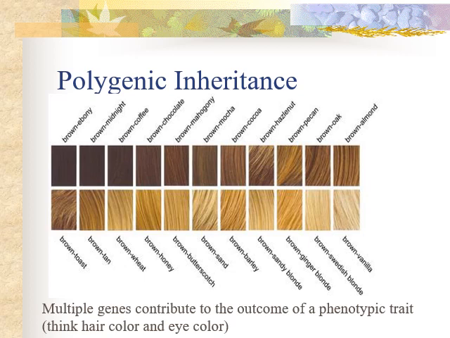Another concept I want to cover is polygenic inheritance, or polygenetic inheritance. Polygenic inheritance is almost the exact opposite of pleiotropy. It's many genes having one effect. Typically, these are going to be genes that have what's called a gradation. They have a wide variety of intermediate forms. So many genes contribute to the outcome of a phenotypic trait.